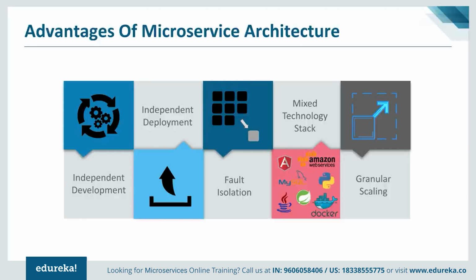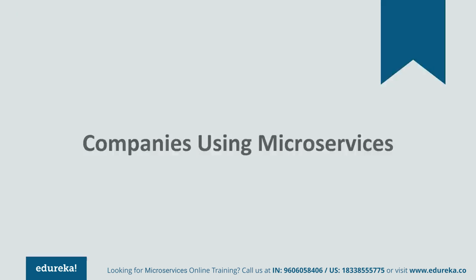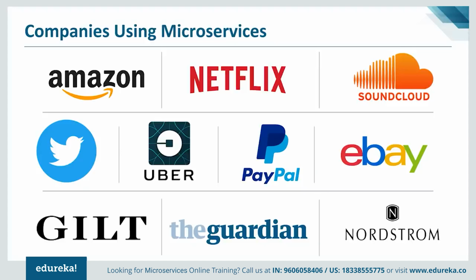And last but not the least, granular scaling, which means that services can be scaled independently. Unlike my monolithic architecture, where I have to deploy multiple instances in order to scale, here I can scale only a particular service. If I have to increase the card service, I can just scale up the card service instead of scaling up the entire application. So let's move forward. There are a lot of companies which are using microservices: Amazon, Netflix, SoundCloud, Twitter, Uber, PayPal. Why does this happen? Because large applications become easier to manage when they're broken down into smaller composable pieces.